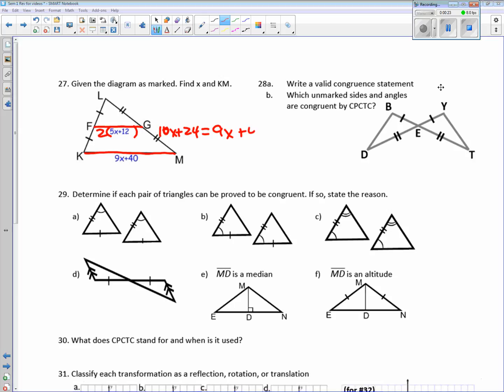Now that's going to be equal to the side that it's parallel to, so 9x plus 40. Subtract 9x from both sides, you get x. And if you subtract 24 from each side, you get 16. And then it says find KM, so you're going to plug that in. So you get 9 times 16 plus 40, which comes out to 184.